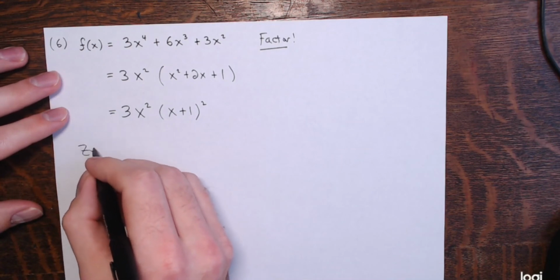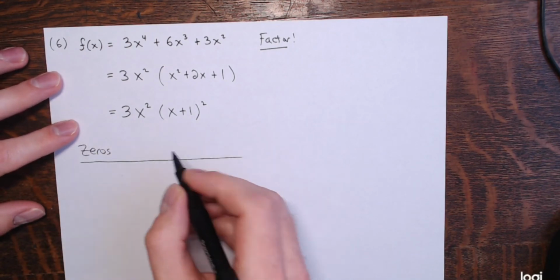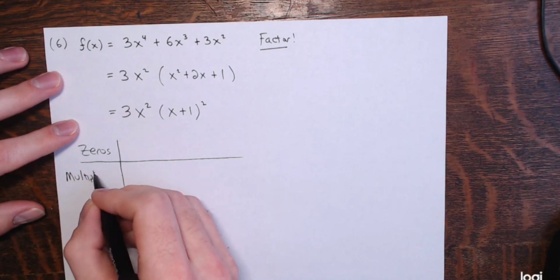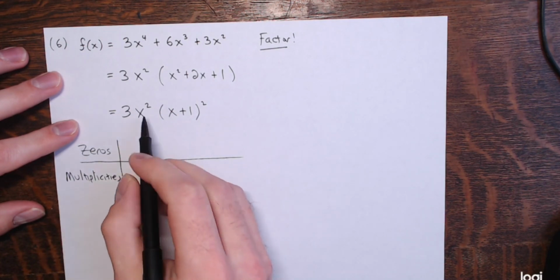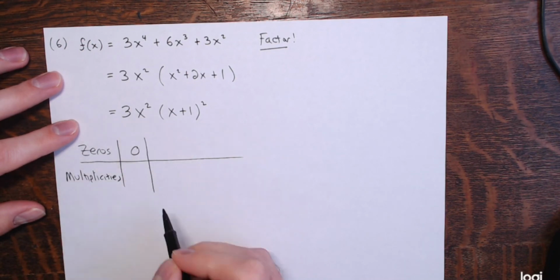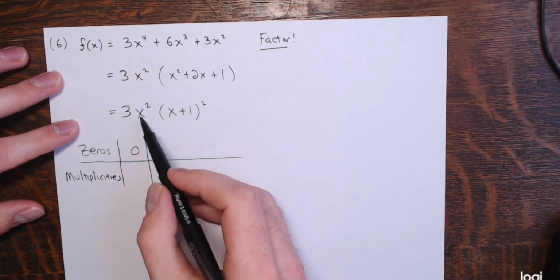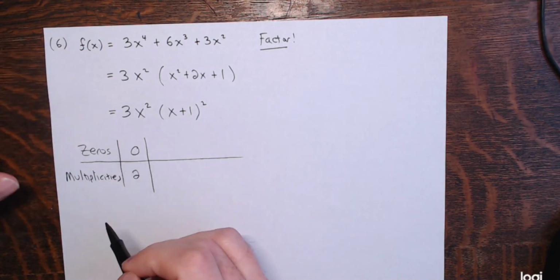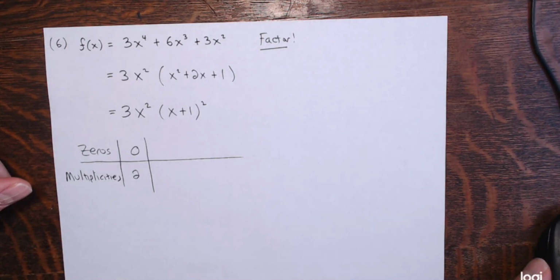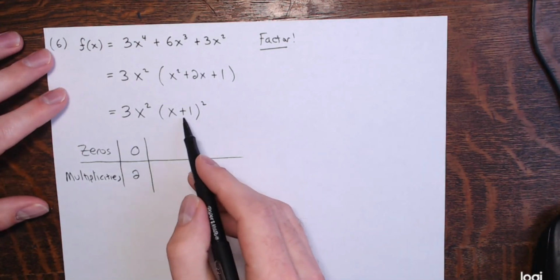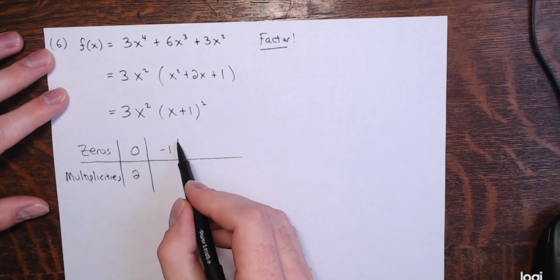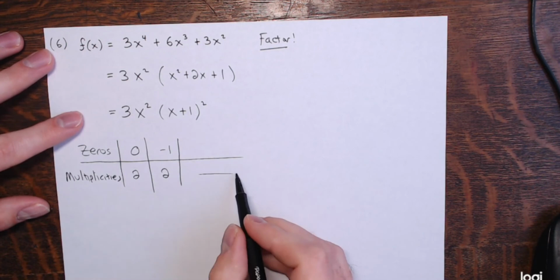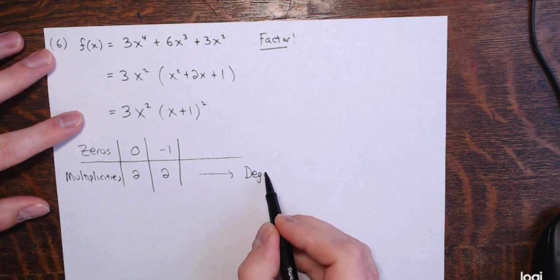Zeros and multiplicities should be easily gotten now that I have factored completely. Now x is a factor, so x equals 0 should make this 0, clearly. And x is a factor twice, so the multiplicity is 2. So the graph's going to bounce off the x-axis at x equals 0, like a parabola. And then x plus 1 is a factor, so x equals negative 1 would be a zero. And again, there are 2 of those, so multiplicity of 2. This is a degree 4, 2 plus 2.